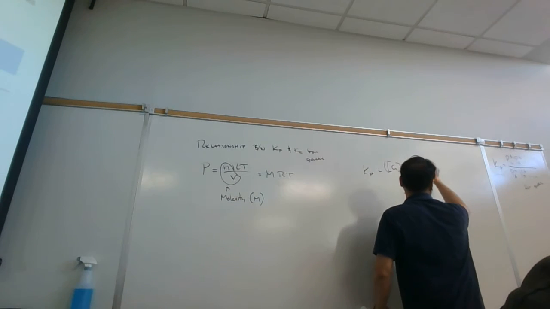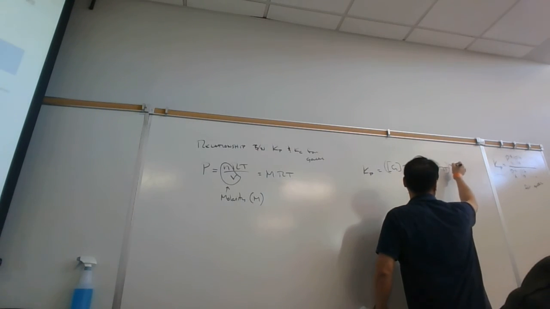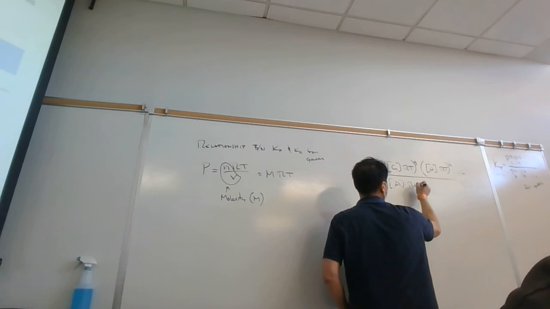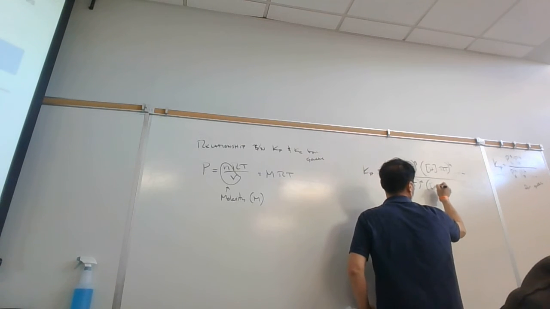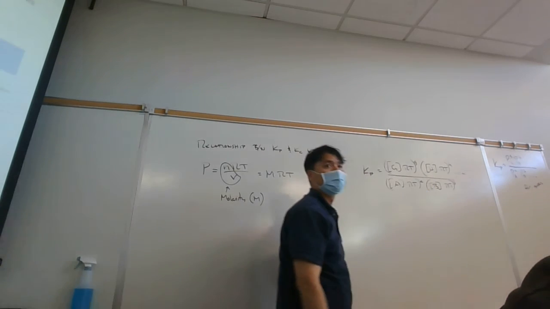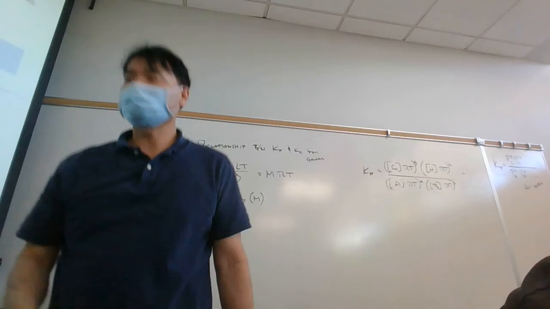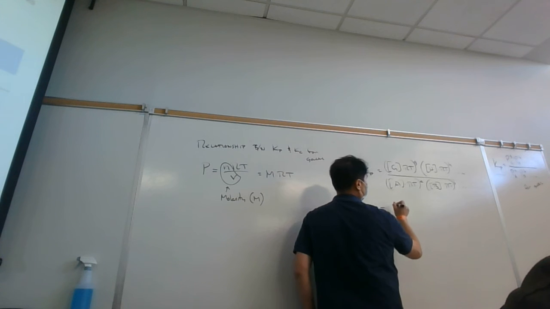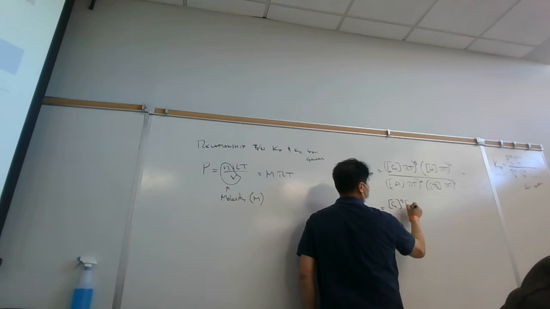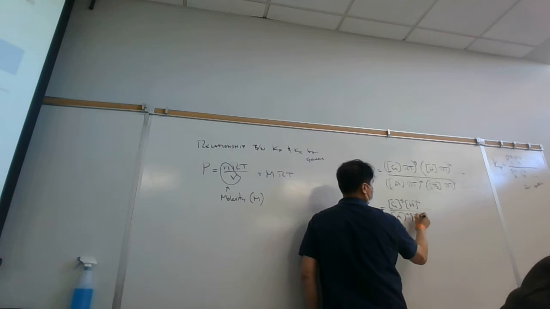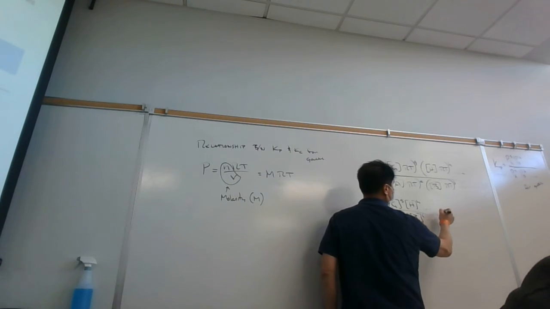Then the partial pressure of H is going to equal the molarity of H times RT raised to little h, and so on, divided by the molarity of A times RT raised to little a, B times RT raised to little b, and so on. We have something like that. And then what I'm going to do is factor out the RT. If I factor out the RT, I'm going to get the concentrations of G to the little g, H to the little h, over A to the little a, B to the little b, times RT.